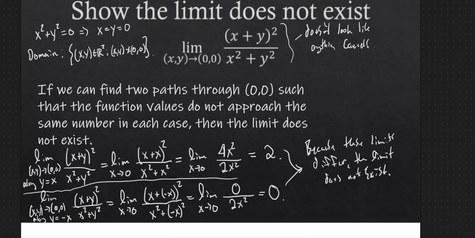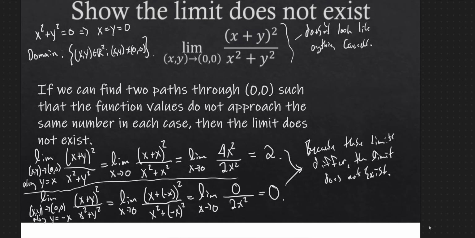Doesn't look like I can cancel anything. It doesn't look like I can remove this hole in the function. Doesn't look like anything cancels, so that kind of clues you in that the limit might not exist. So that's something to look for. And then once I've figured out that maybe the limit doesn't exist, the idea is to try different lines that go through the point.